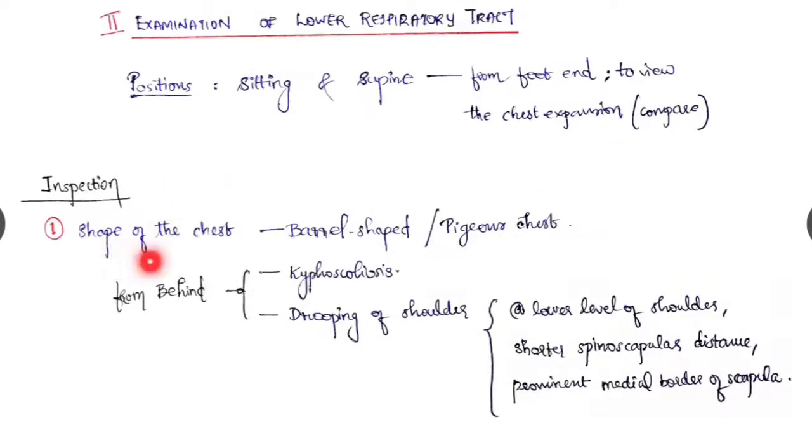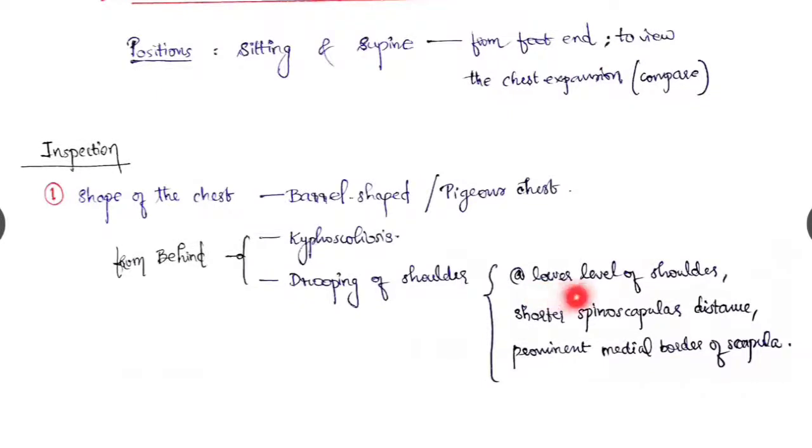Regarding the inspection, first of all, the shape of the chest we have to observe, whether it is normal or any barrel-shaped chest or pigeon's chest. Barrel-shaped chest is seen in COPD and emphysema patients. Whether there is any kyphoscoliosis or any drooping of the shoulders, that we look from behind. In drooping of the shoulder, we watch whether the shoulder is at a lower level, the spino-scapular distance is shorter, and the medial border of the scapula is more prominent. The distance between the vertebral spine and the scapula will be shorter, and it confirms the drooping of the shoulder.